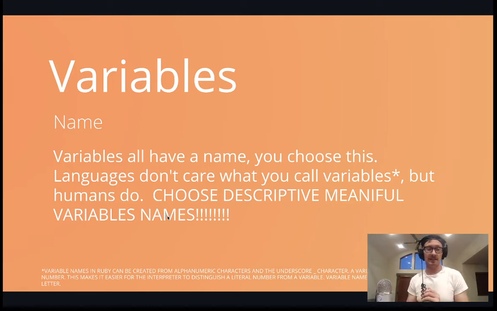We're going to look at this in the next slide, but just for example, let's look at variable names in Ruby. These can be created from alphanumeric characters and the underscore character. A variable cannot begin with a number. And also variables cannot begin with a capital letter. Well, they can, but those are going to be reserved for constants, which we'll also talk about.